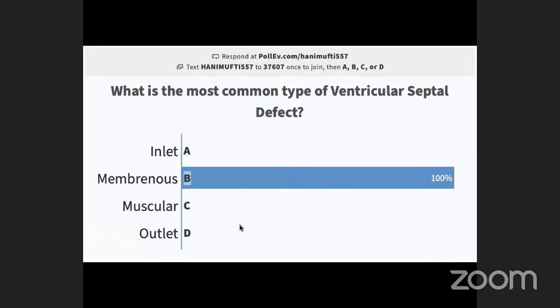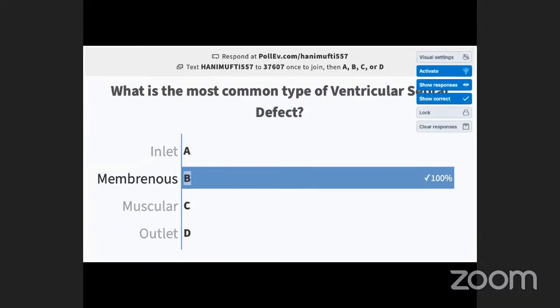What's the most common type of ventricular septal defect? Inlet, membranous, muscular, outlet. I think this is easy. Okay, so all of you guys are correct. Perfect.